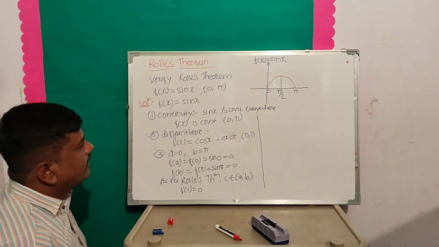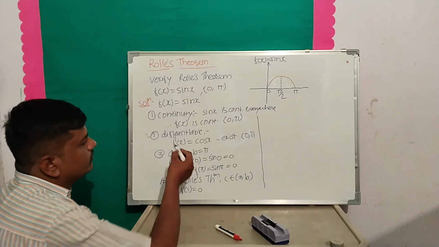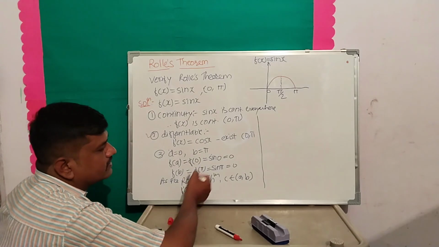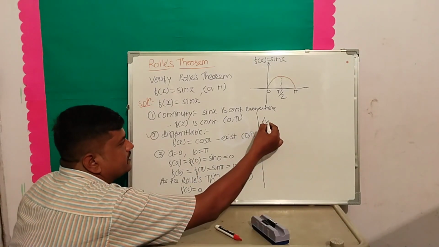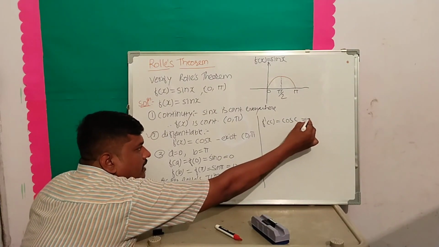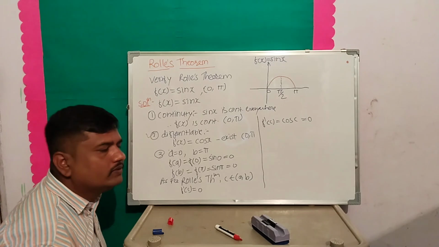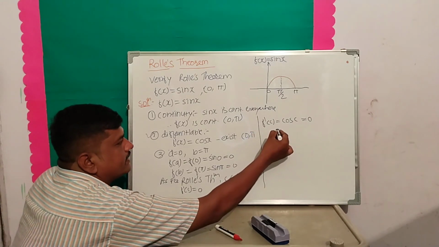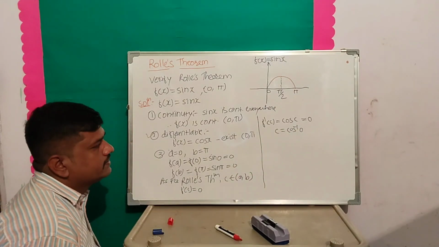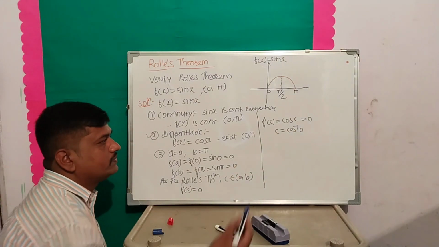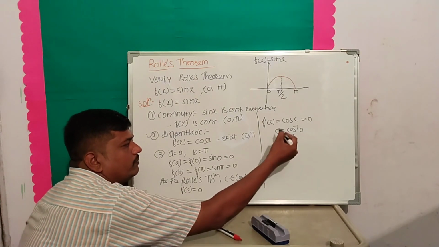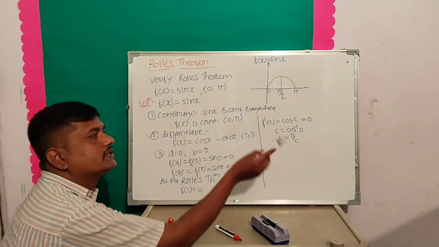And to check whether it is true or not, we can directly take this equation, and instead of this x, we can put c here. So f dash of c can be written as what? Cos of c. And we are going to equate this to 0. Then if I solve this, I will get c is equal to cos inverse of 0. And do you know what cos inverse of 0 is? Cos inverse of 0 is nothing but pi by 2.